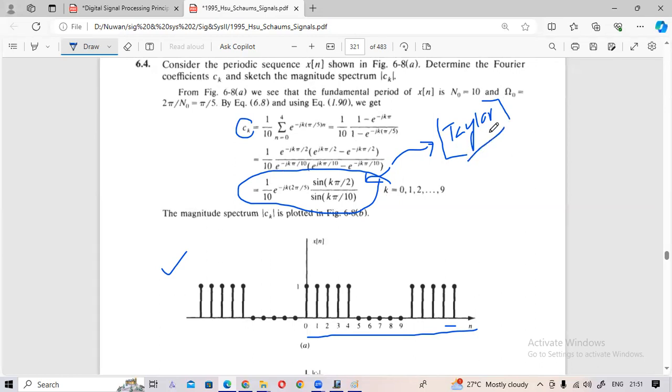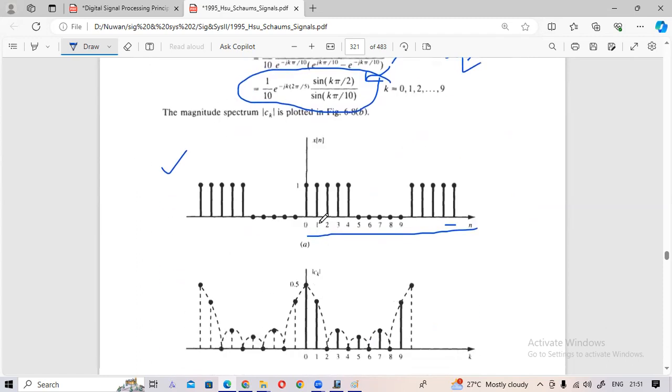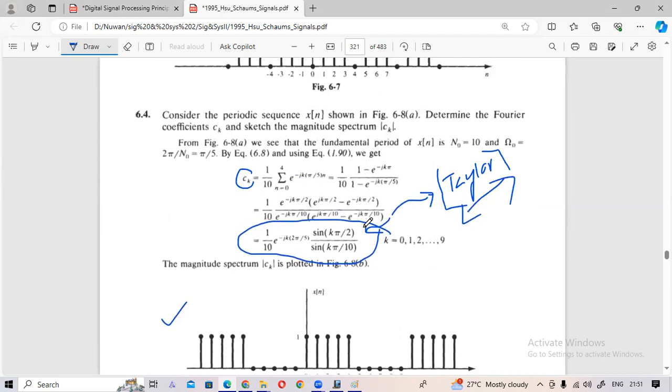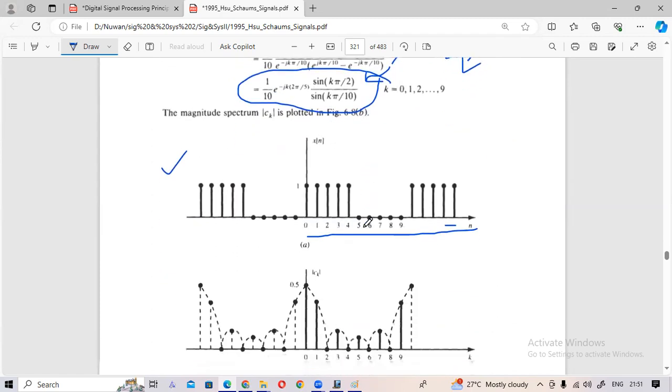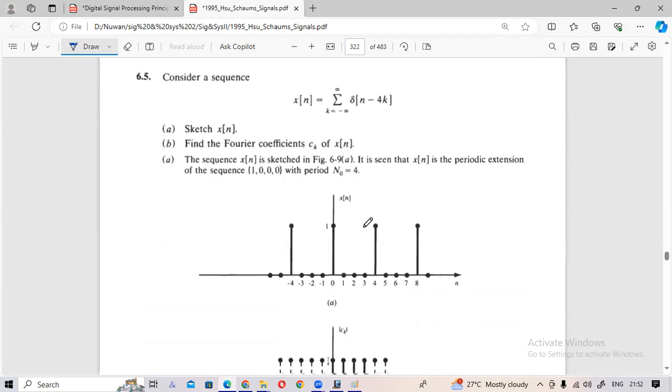Or you can use Taylor series expansion. So try to get this one. If you couldn't get this, that is okay. But you should be able to evaluate this C0 term. So try to do it. We will see it next week if you couldn't do it.